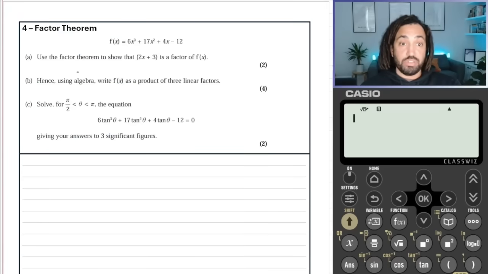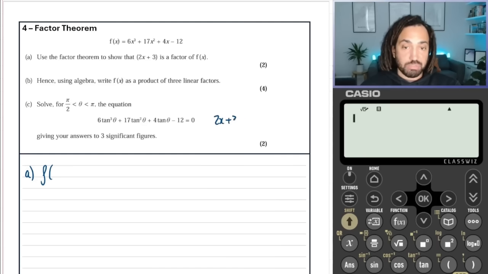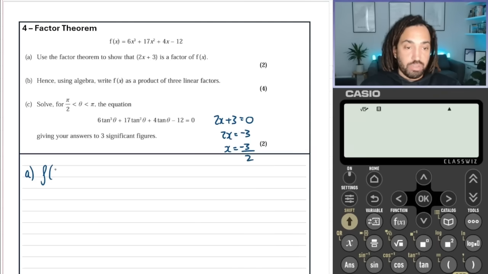Okay, we need to use the factor theorem to show that 2x plus 3 is a factor. Well, by the factor theorem, if 2x plus 3 is a factor, then f of whatever solves that equals 0. So quickly we do 2x plus 3 equals 0, minus 3 to both sides, and then divide through by 2. So that's what we can substitute in, and if that equals 0, then we know it's a factor. Okay, you must do this if it says use factor theorem. If you do something like polynomial division here, you are not going to get the marks.